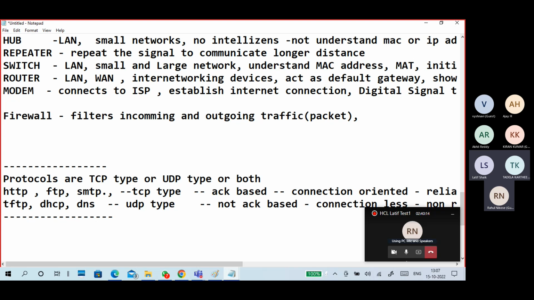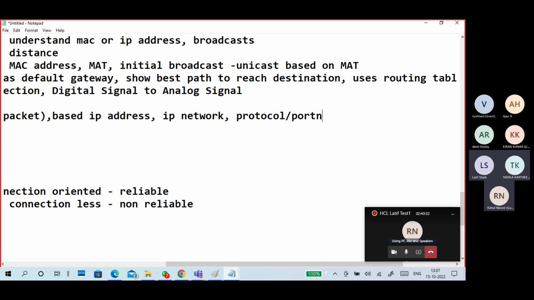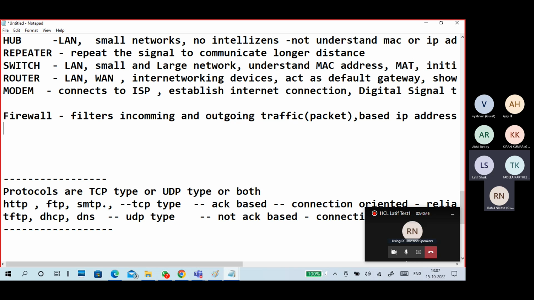So it is based on IP address, IP network, not just a network, protocol or port number, application. Okay, protocol, port number, application. Any other thing? Yeah. Okay guys, that is a firewall.